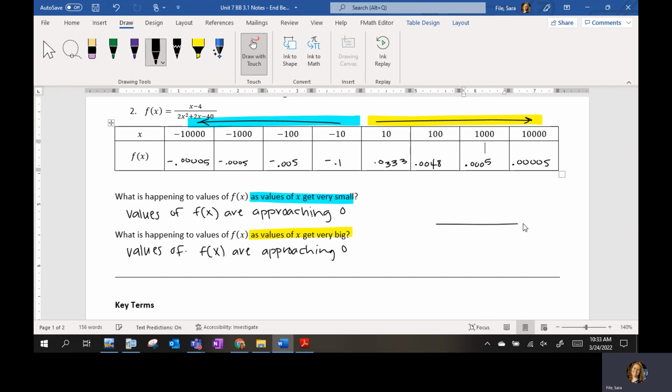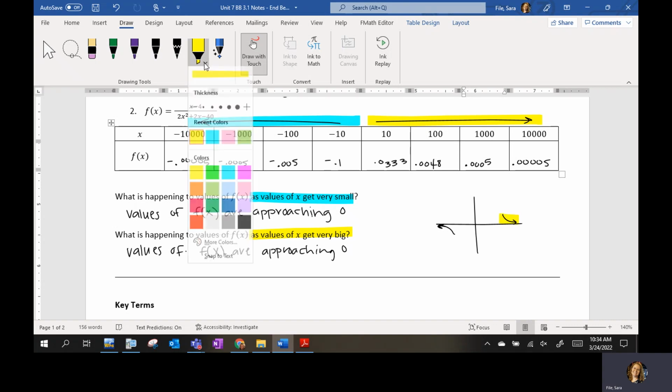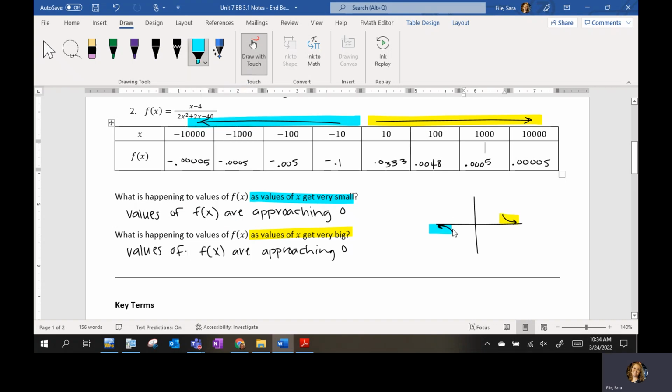Again, a visual for that. The left side, we said they're coming up to 0. So that means it's below the x-axis and it's approaching it like this, right? And this one, they're coming down to 0. So it's approaching it like this. That's all we know. We don't know what's happening in the middle, but I can tell you what's happening at the end. Good?